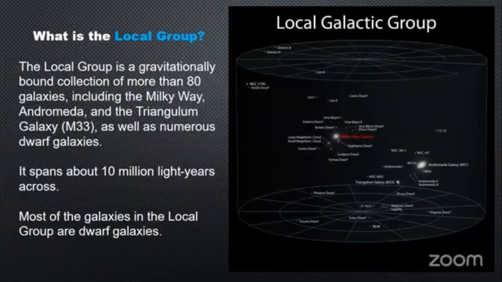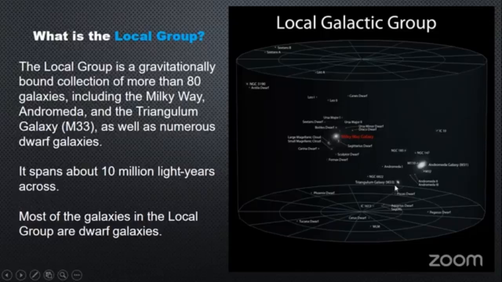So how about the Local Group? The Local Group is a gravitationally bound collection of more than 80 galaxies, which includes the Milky Way galaxy, the Andromeda galaxy, the Triangulum galaxy, and numerous dwarf galaxies. If you look at this picture, you can see the Andromeda galaxy here. You can see the Milky Way galaxy here, surrounded by some dwarf galaxies. Even the Andromeda galaxy is also surrounded by some dwarf galaxies.